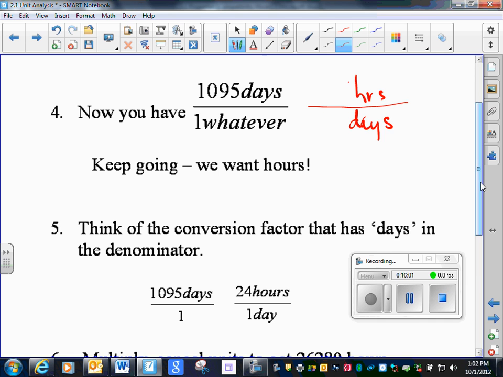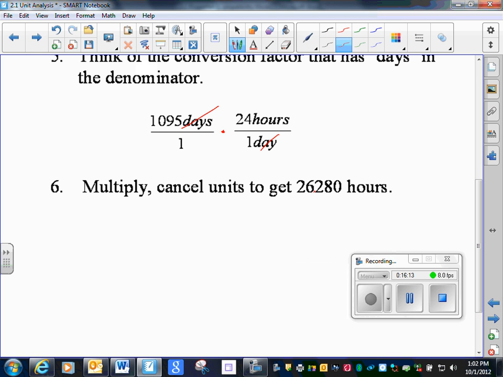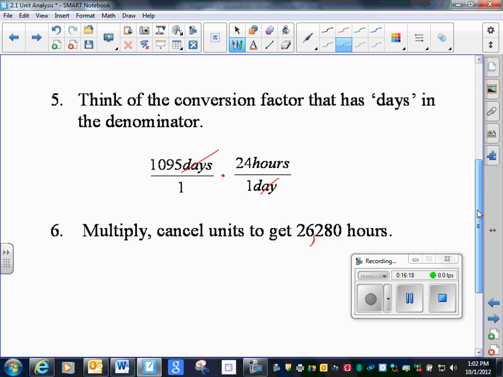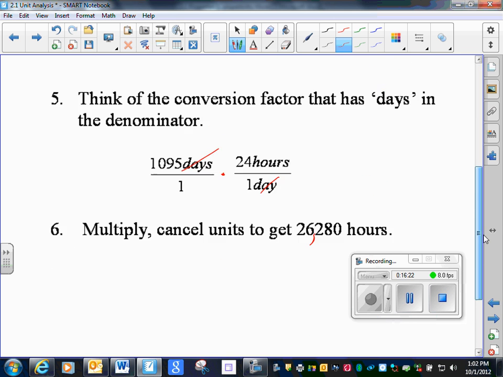So here's the conversion factor. We're at 1,095 days over 1 times 24 hours in 1 day. Cancel your days, and you end up with a large number of hours for the years, 3 years.